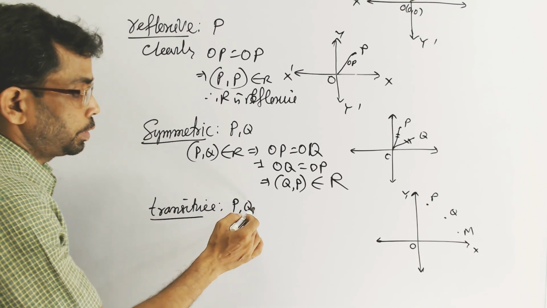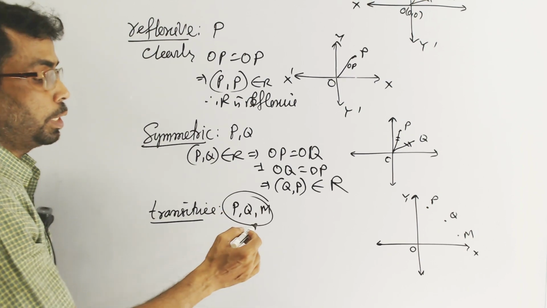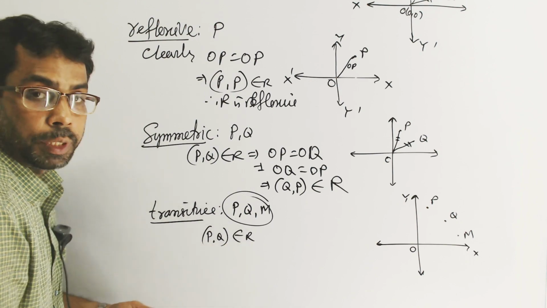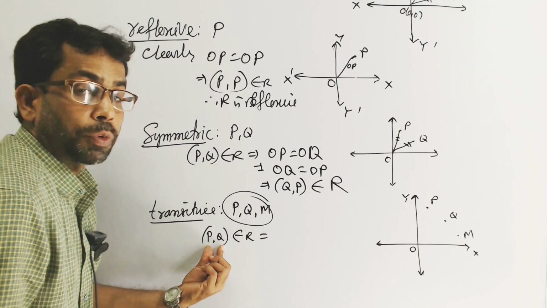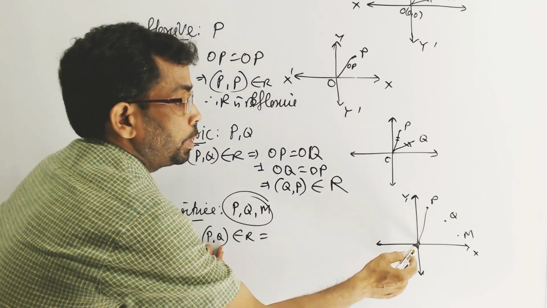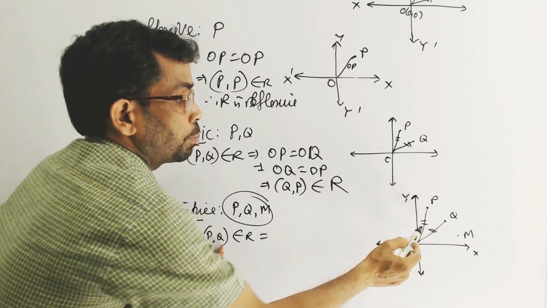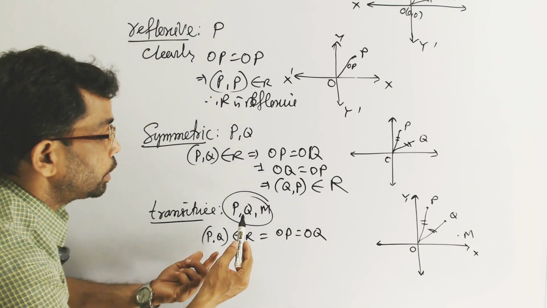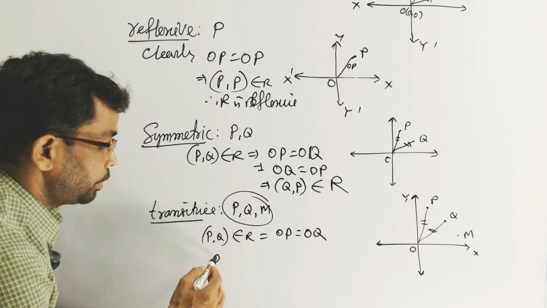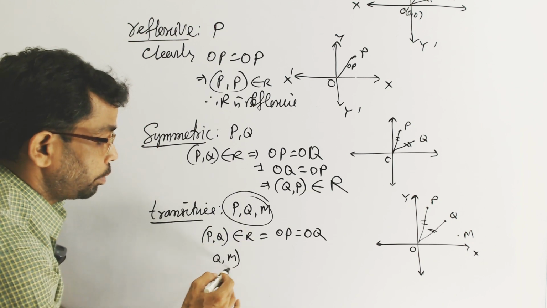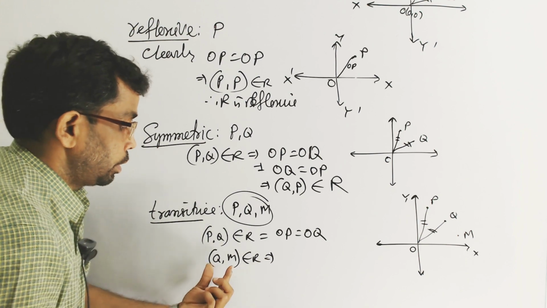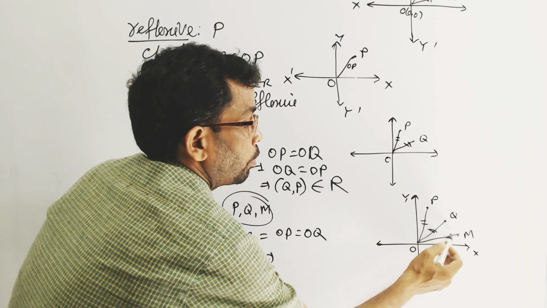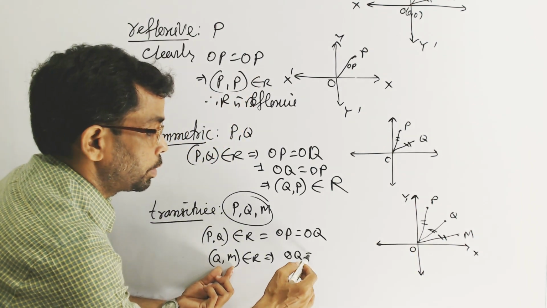And for transitive, we have to explain with three points. So let us take three points P, Q and M on a plane, and if the pair PQ is in the relation, then these two points' distances from the origin must be equal. That means OP must be equal to OQ. Then if we take the pair made by the second and third, that means Q and M also in the relation, then these two points' distances from the origin must also be equal. That means OQ must be equal to OM.